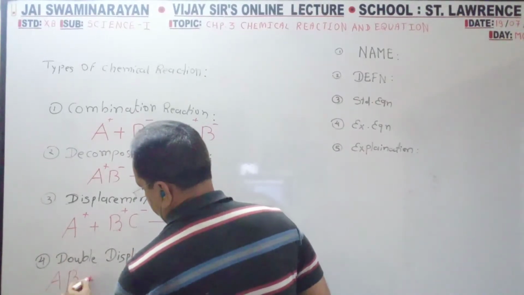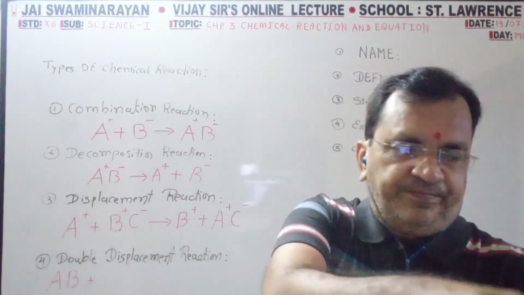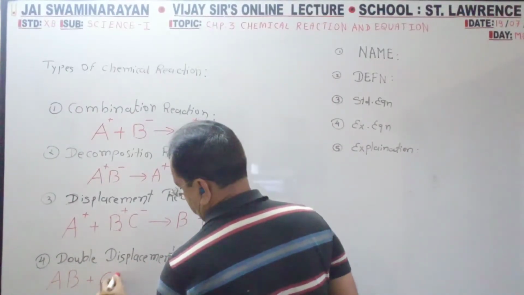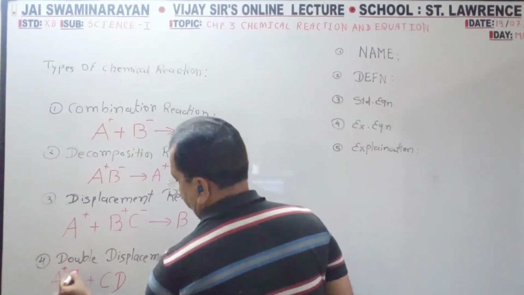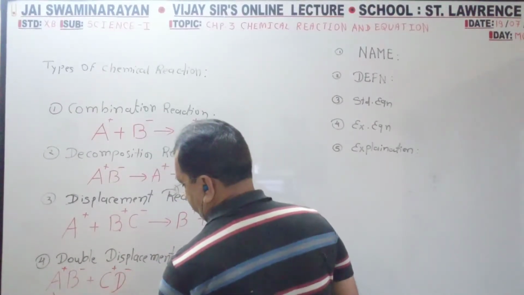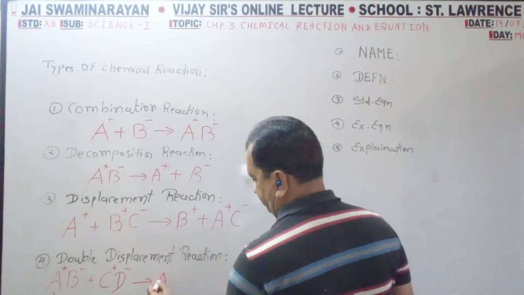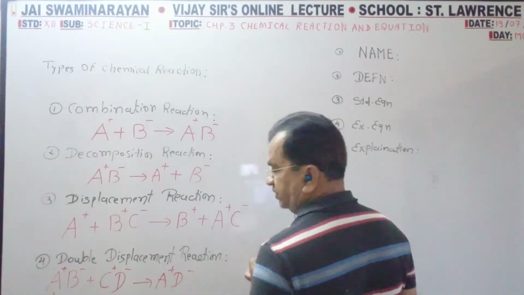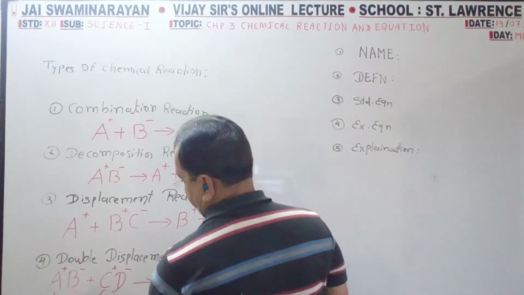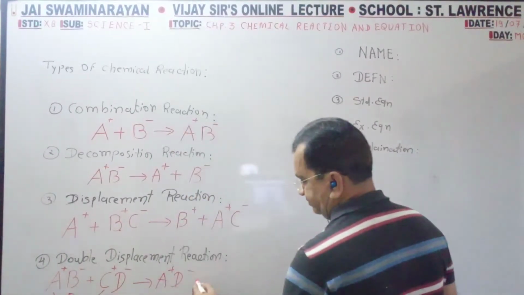AB plus CD. This is plus, this is minus, this is plus, this is minus. This plus goes with this minus, so becomes AD. Plus always we have to write first. This positive goes with this negative.